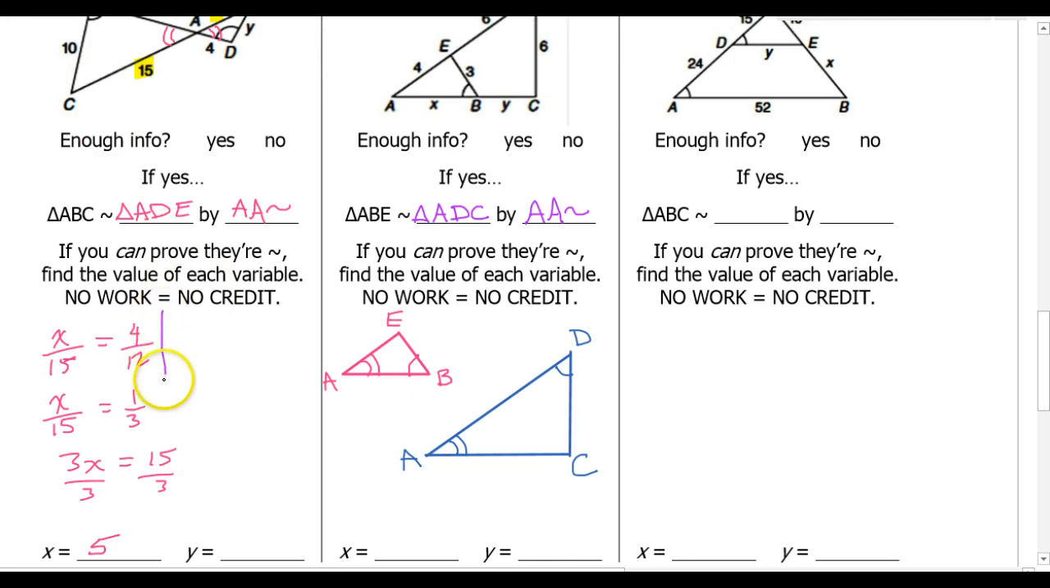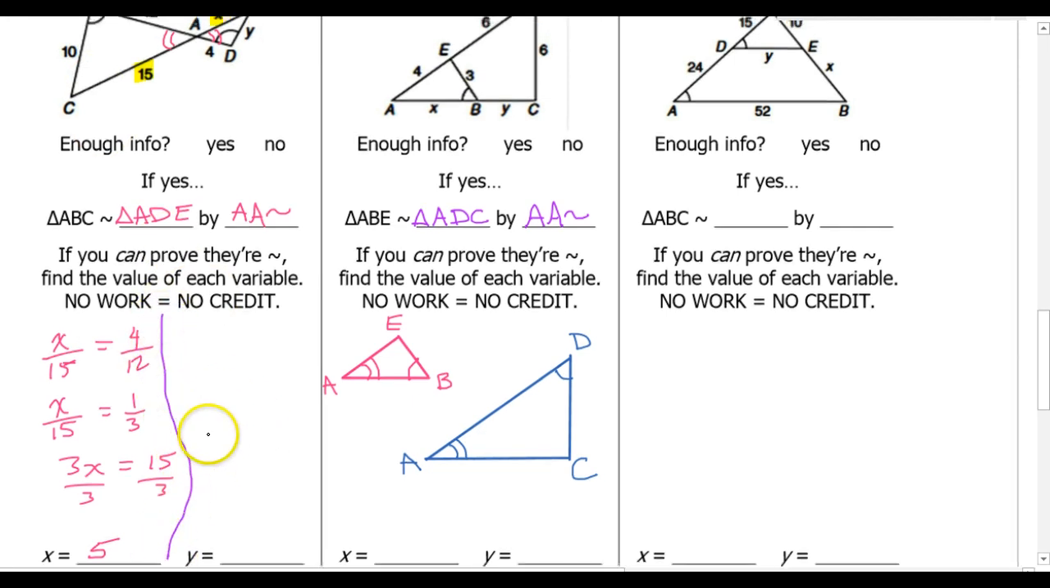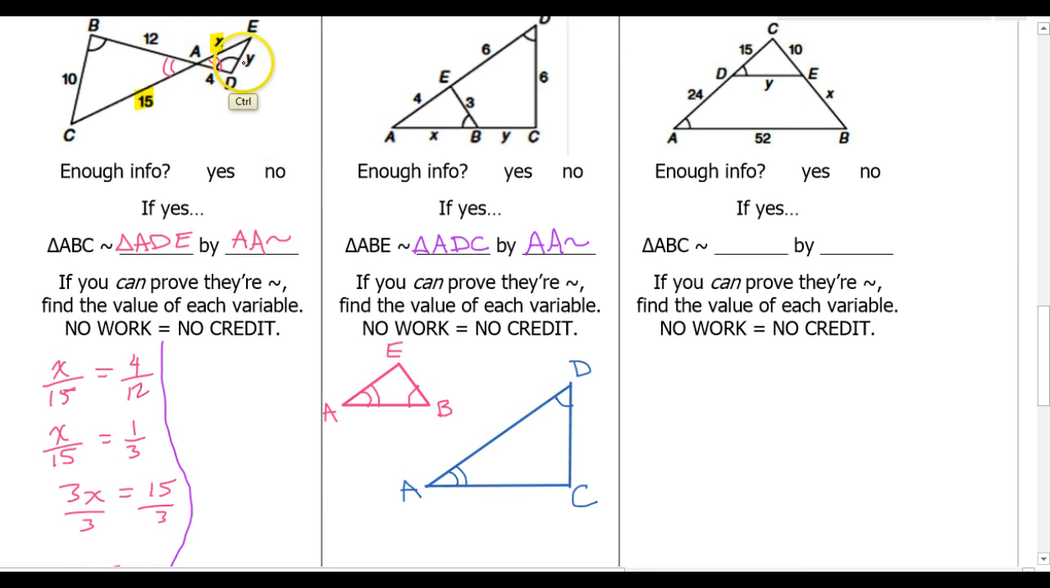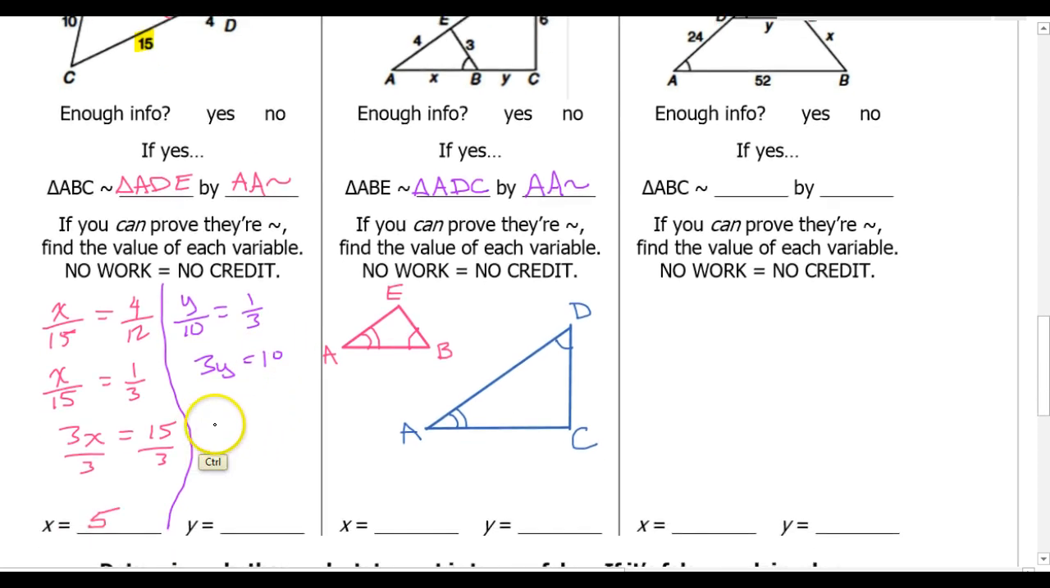Now, I'm switching colors. Now I'm going to find y. So we'll do the same type of thing. Y corresponds with 10. So I could do y over 10 equals, and I could still use my 4 over 12 again, which would reduce down to 1/3. And then if I cross multiply, that's going to give me 3y is equal to 10. So if I divide both sides by 3, that tells me that y is equal to 10 over 3.